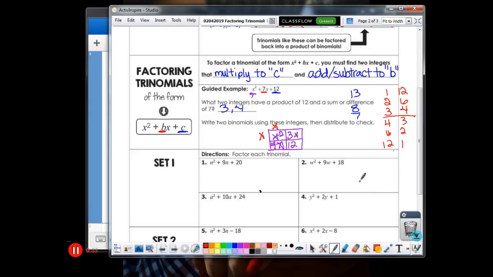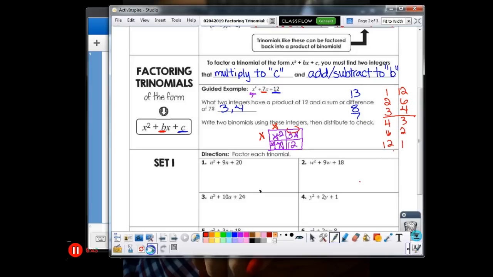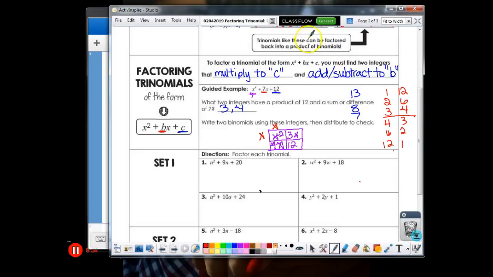Okay, and then what times x gives me 3x? 3. So I want what times x gives me 3x. And you said it's 3. Good. Positive 3. Good. Okay? And then now, what times x gives me 4x? 4. Positive 4. Okay? And so now if you check, positive 3 times positive 4 would be positive 12.